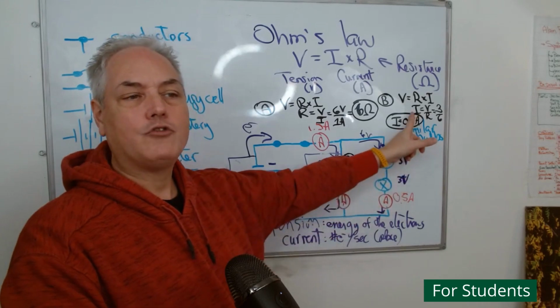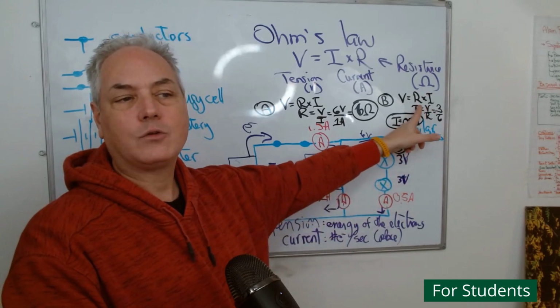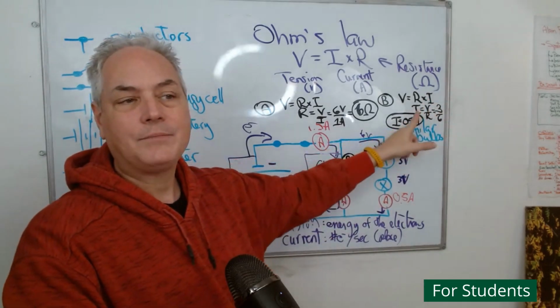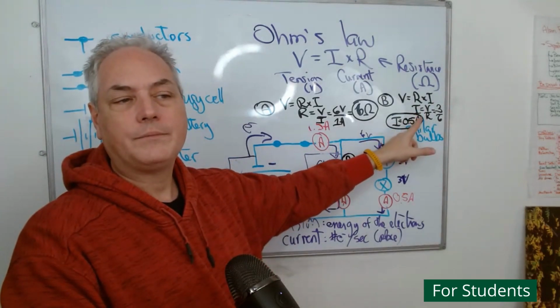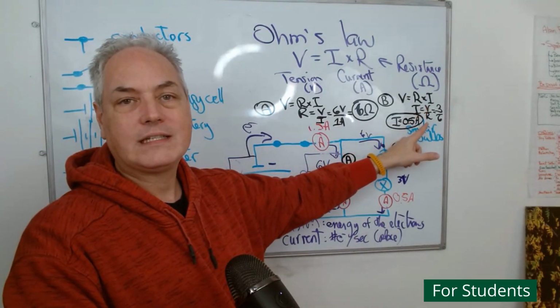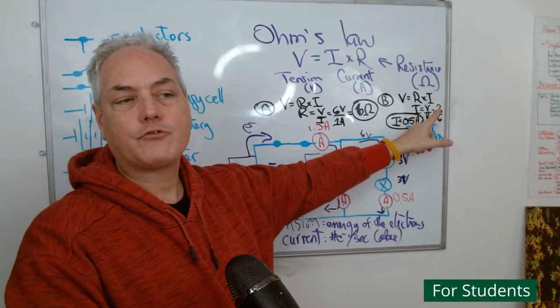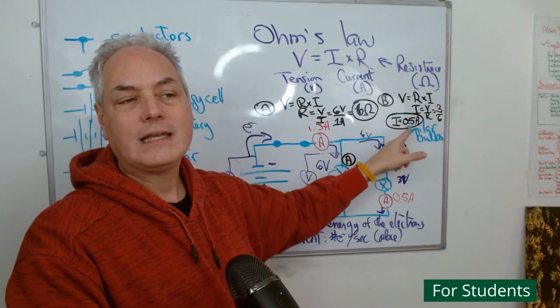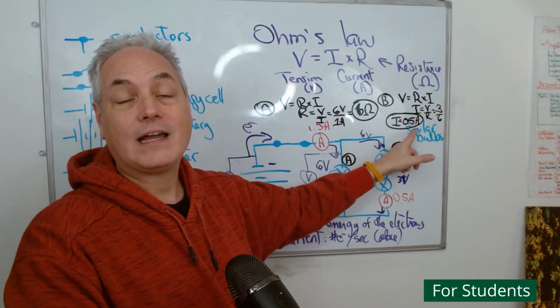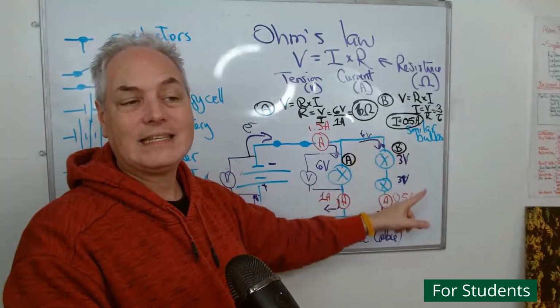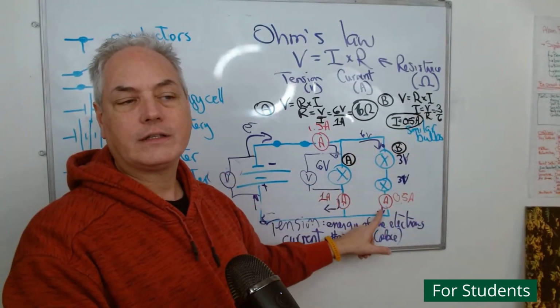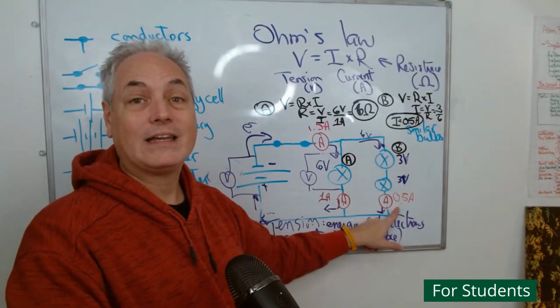We have the same calculations, V equals R times I. So I want to find the current. We have the tension over the resistance, which was calculated. 3 volt over 6 ohms gives us a current of 0.5 amp. So that means that in this branch right here, the current is 0.5 amps.